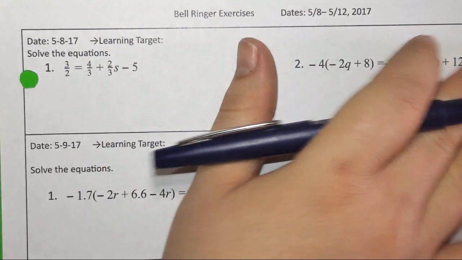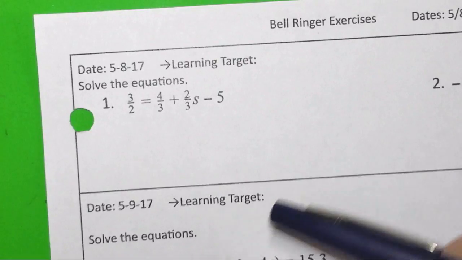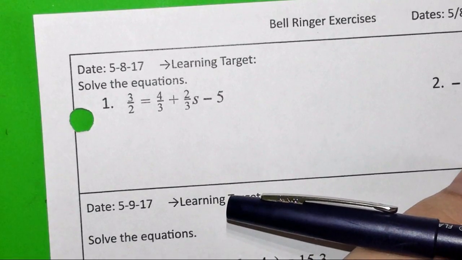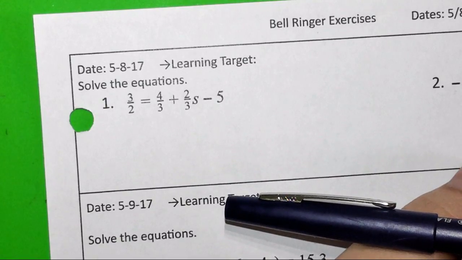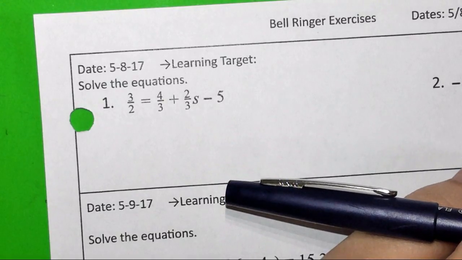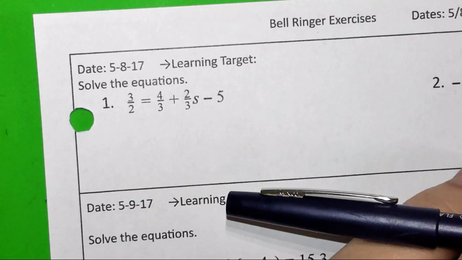Okay, I got 4 of the bell ringer. I got lots of options. How did you solve this? How can we solve this? Did you change it all to decimals? Did you get a common denominator? You all have junk written on your paper. Somebody tell me some math.